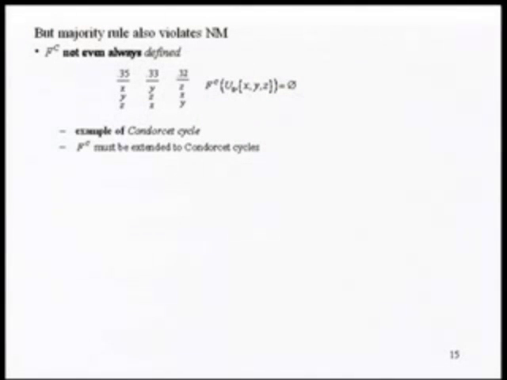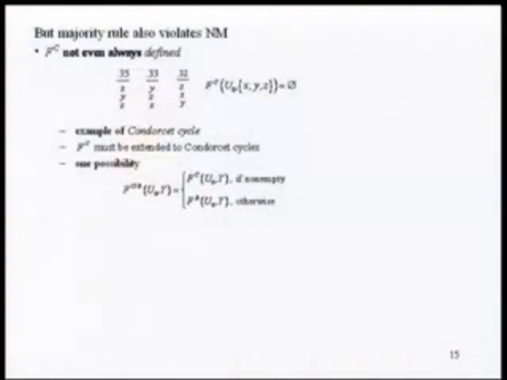So we have to extend what we mean by majority rule to cover Condorcet cycles. There are lots of ways of doing it. One way is to say that we choose a Condorcet winner if one exists, and otherwise we use the Borda count. But these extensions now make Condorcet vulnerable to manipulation.